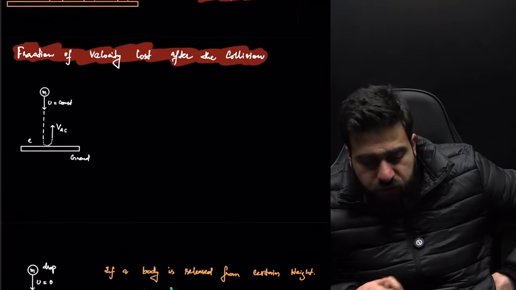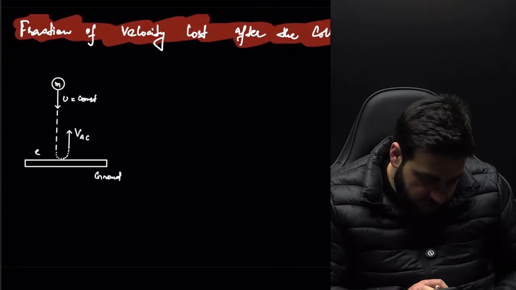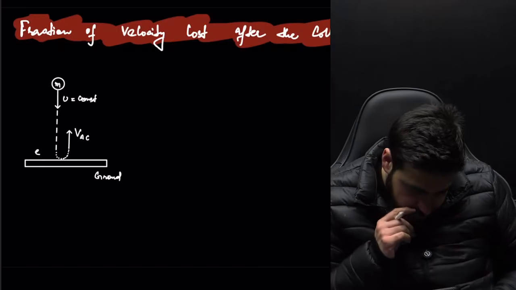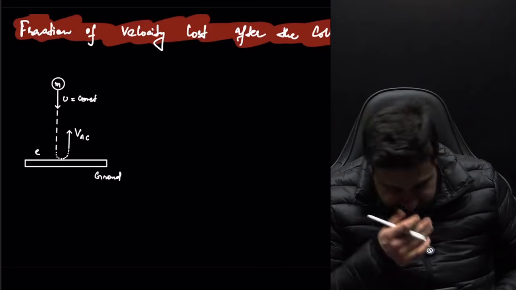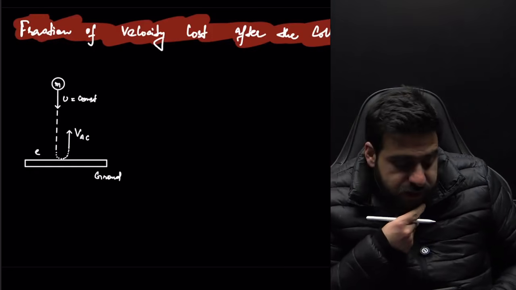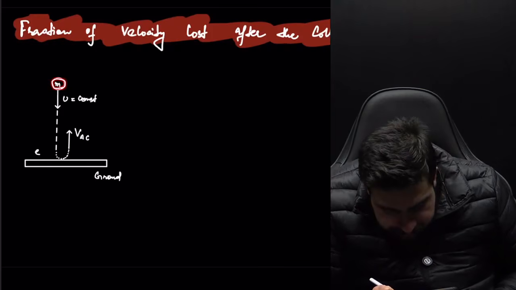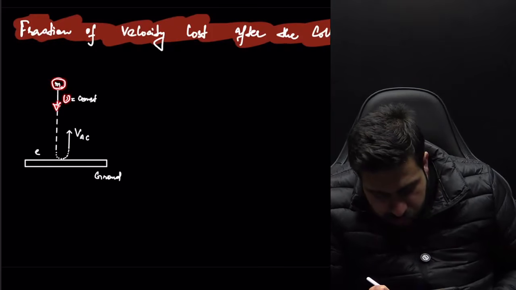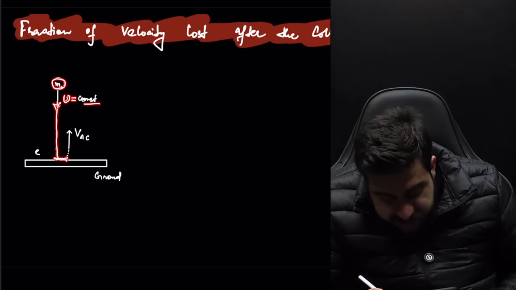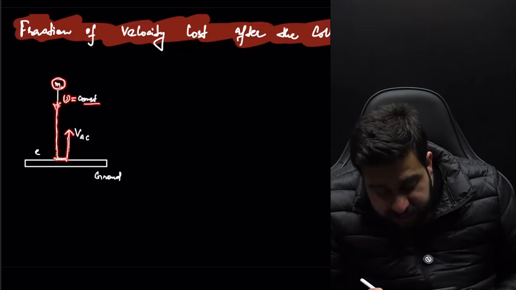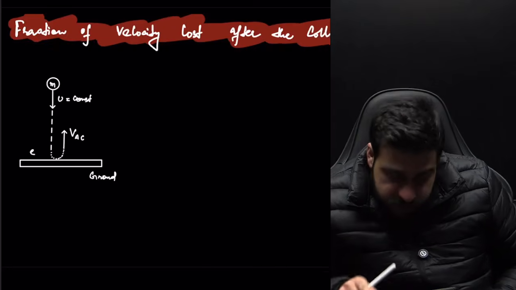Now, fraction of velocity lost after the collision. Let's take a look. When this body is thrown with velocity u and u is constant, it strikes the ground. So when it strikes the ground, after the collision, my dear NEET aspirants, it will have a different velocity. So some velocity is lost.